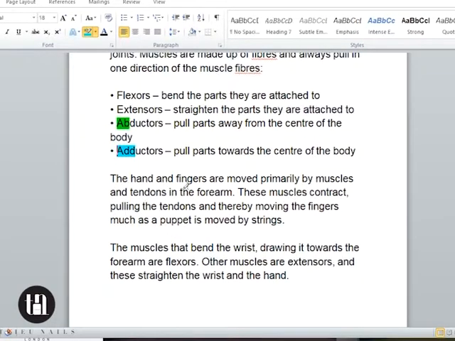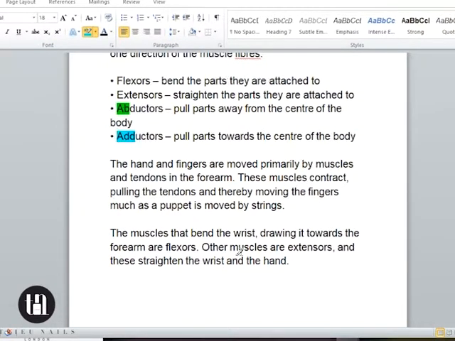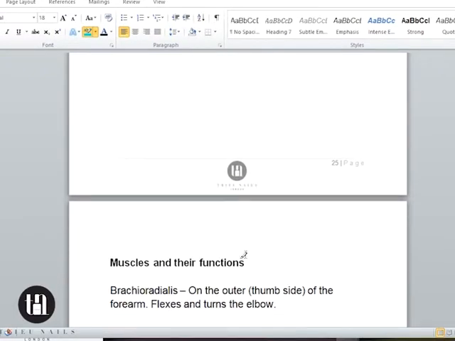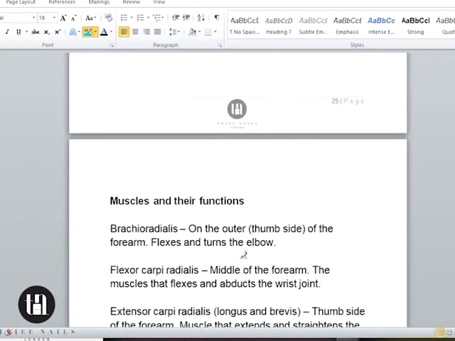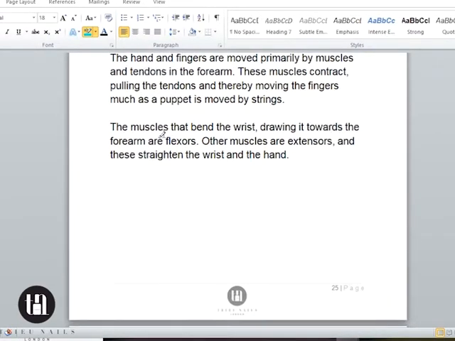So the hand and fingers are moved primarily by muscles and tendons in the forearm. These muscles contract, pulling the tendons and thereby moving the fingers, much like a puppet is moved by a string. The muscles that bend the wrist, drawing it towards the forearm, are flexors. Other muscles are extensors, and these straighten the wrist and hand. So we can probably highlight a few things. So the muscles that bend the wrist, drawing it towards the forearm, are flexors. Other muscles are extensors and straighten the wrist and hand.